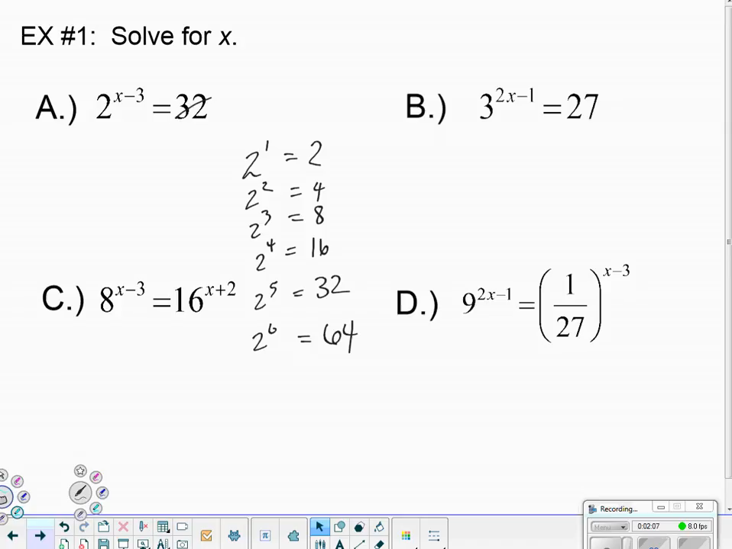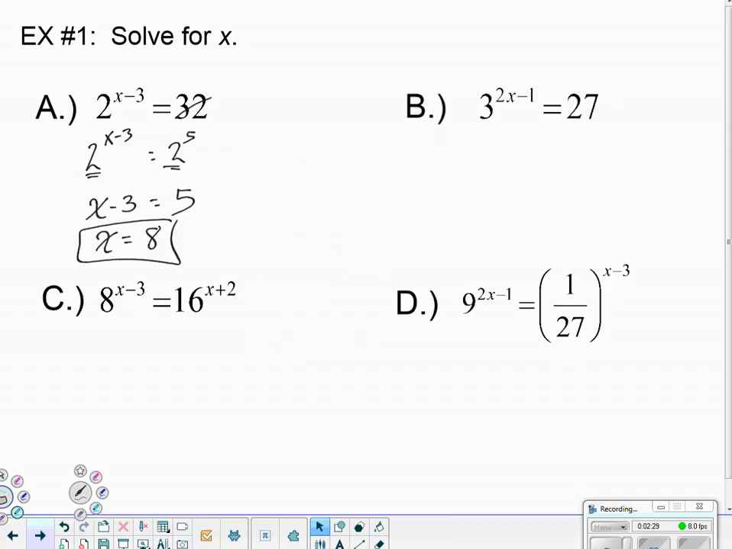So there's my 2's. 32 I can restate as 2 to the 5th. Now, since I have bases that are the same, the exponents must be equal, correct? And then I get x equals 8. Solving that, x equals 8.